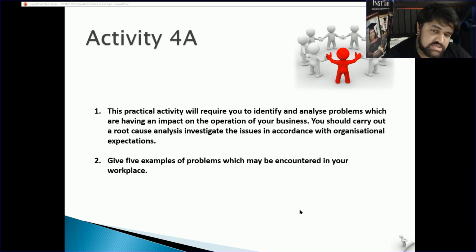Alright, so that's just an example. Use your own ideas for that one if you have them, and then complete that. And let's go on to number 2. Give 5 examples of problems which may be encountered in your workplace.